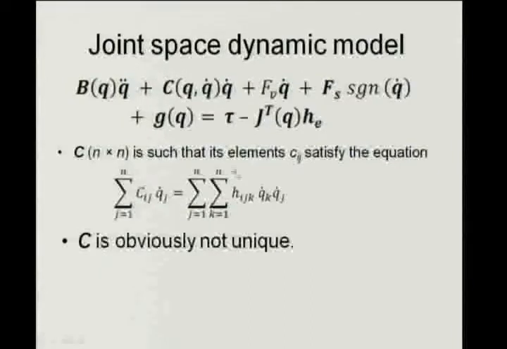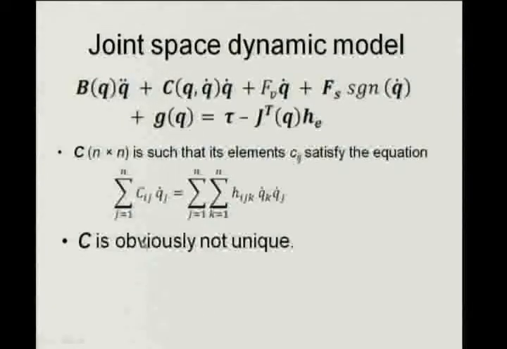Now, where does this C come from? You actually had an expression which is in this form, h_ijk into q_k dot into q_j dot. It is not very convenient to have it in this form. So what you do is you say, okay, I want to now write this in this form, C_ij q_j dot, with summation j equal to 1 to n, so that I have n such equations. So you just say I want to write it in this form. So obviously, C is not unique.